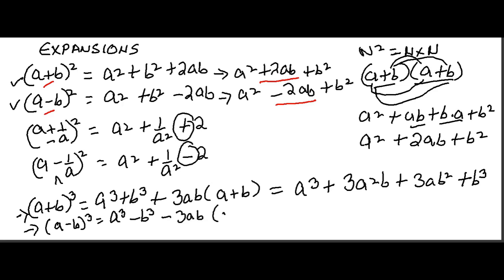into (a minus b). Again I can write this as a cube minus 3a square b plus 3ab square minus b cube. Let's look at this. (a minus b) whole cube is equal to a cube minus b cube minus 3ab into (a minus b), equal to a cube minus 3a square b plus 3ab square minus b cube.